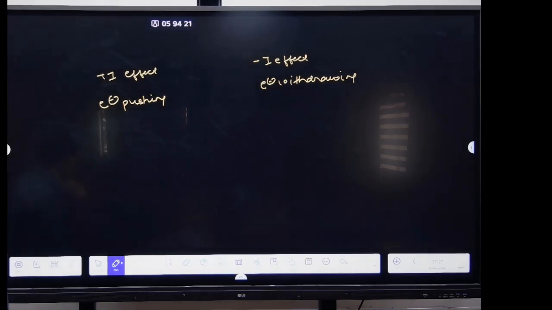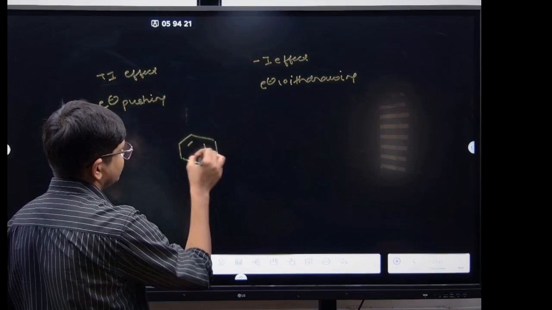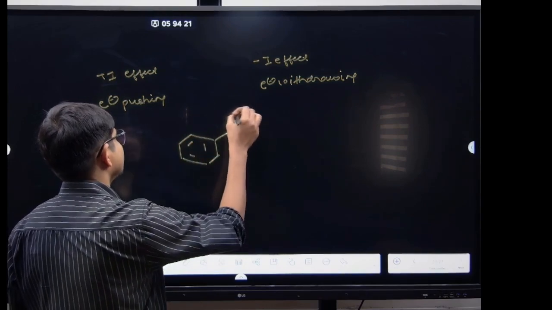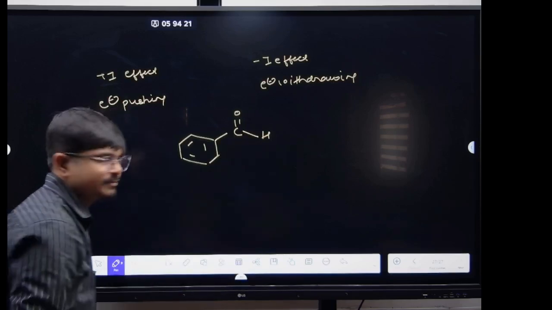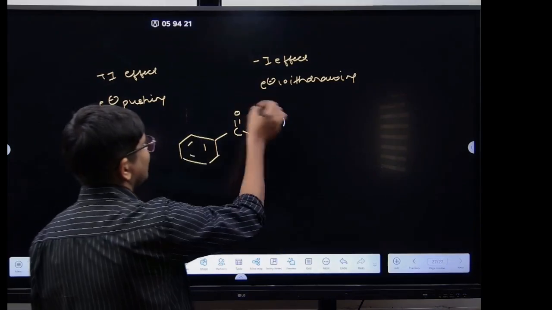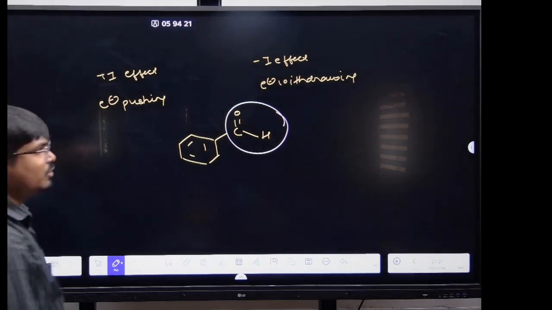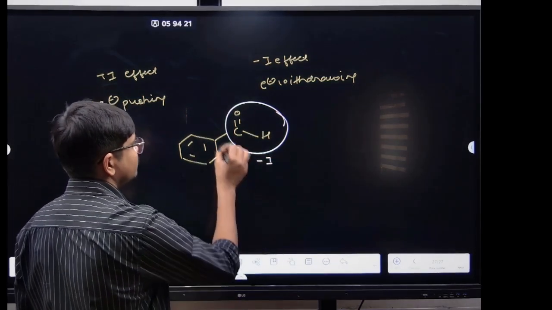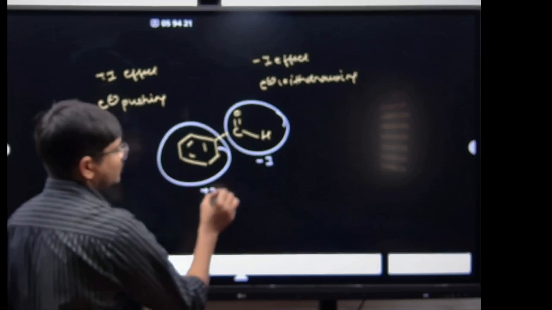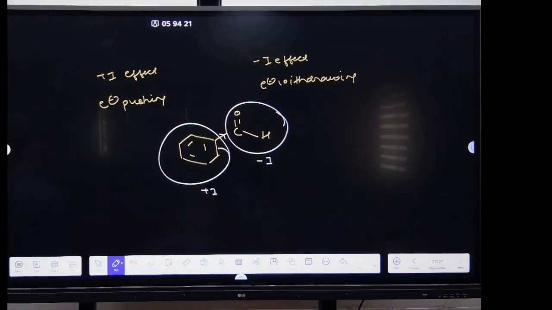Clear है क्या? For example, see here. Suppose you have the benzene ring, right? और इसे C double bond H अटैच कर दिए. Clear? Obviously, this group will attract the electron density towards it, right? So it will show the minus I effect, and this will show the plus I effect. So the arrow will be like this one. Clear? It is going from the plus I to the minus I.